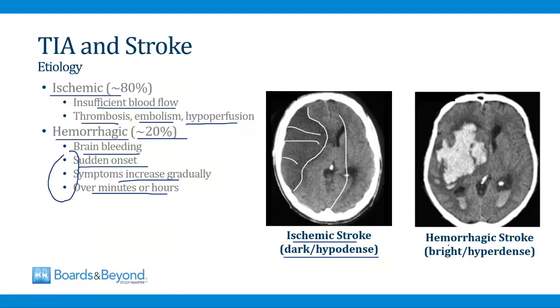In a hemorrhagic stroke, there's blood in the brain, and blood is bright, otherwise known as hyperdense. It looks like this image shown on the screen here. And because blood is bright on CT scan, it's very easy to identify, and it's also very easy to distinguish a hemorrhagic stroke from an ischemic stroke where the tissue is dark.